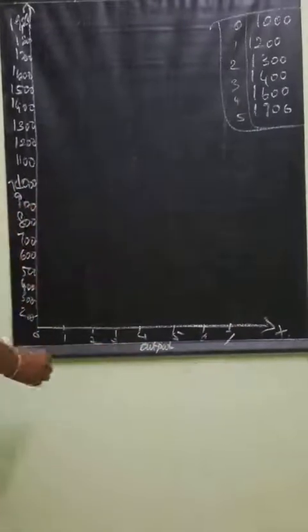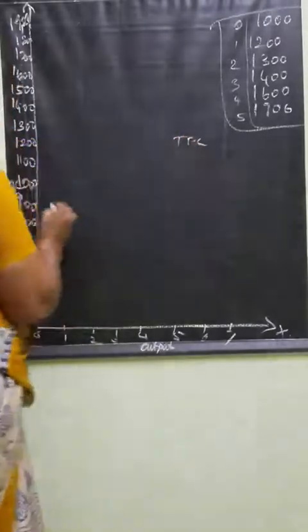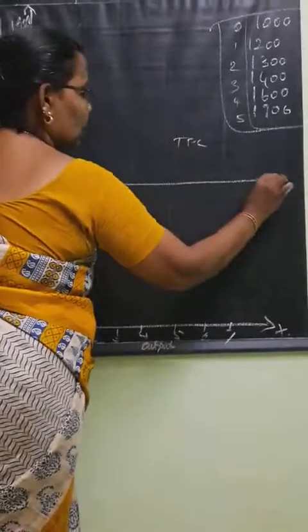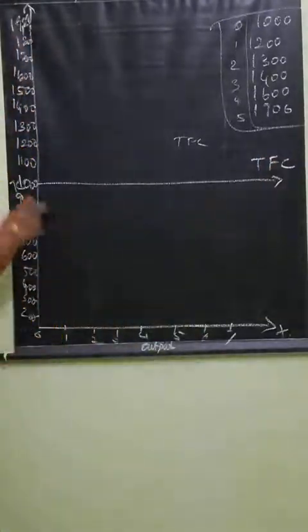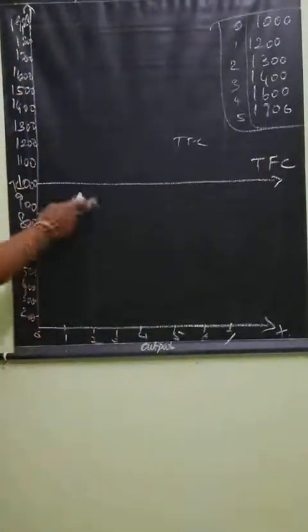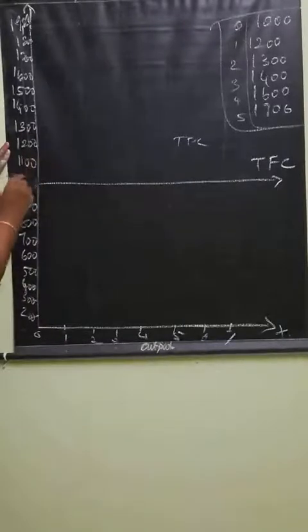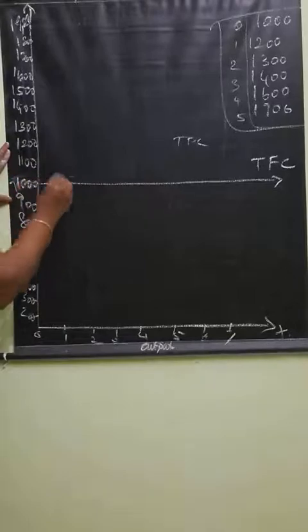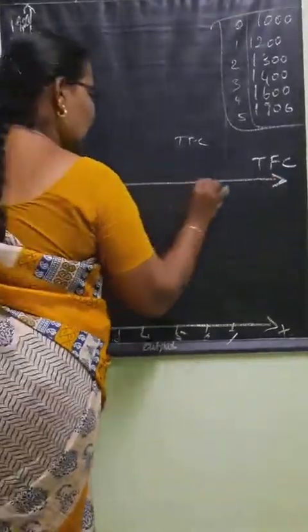See the first one, if you draw the TFC, it will be horizontal, 1000, isn't it? Do you remember? It is parallel to the x-axis. Whatever may be the output, the total fixed cost will not change. It remains unchanged, we studied. So I have drawn the total fixed cost curve. Here it is parallel to the x-axis.